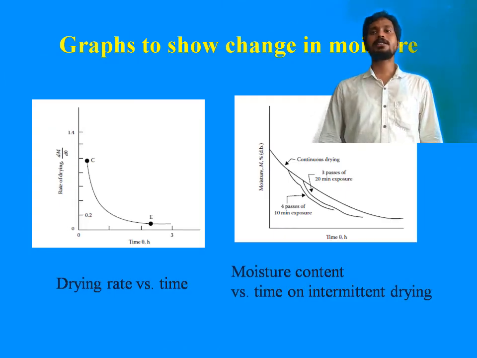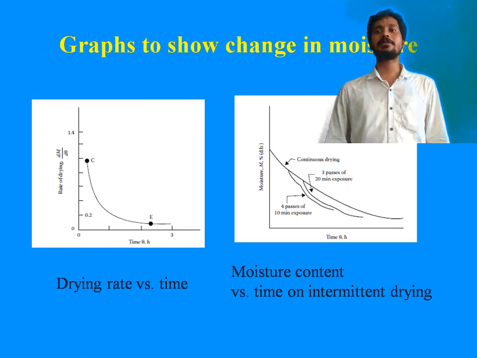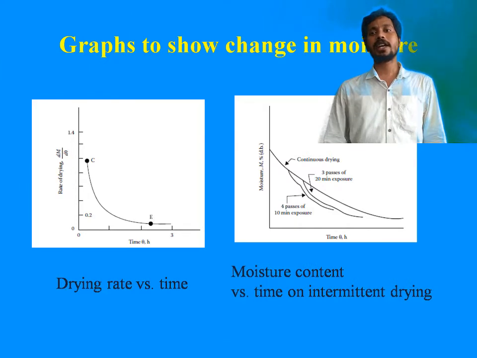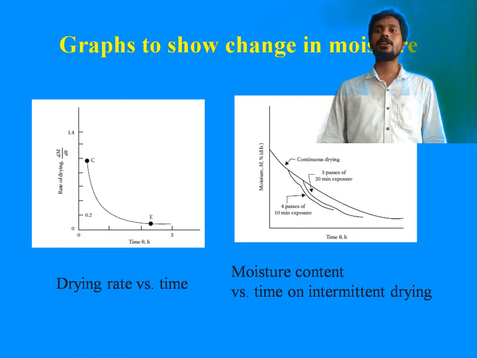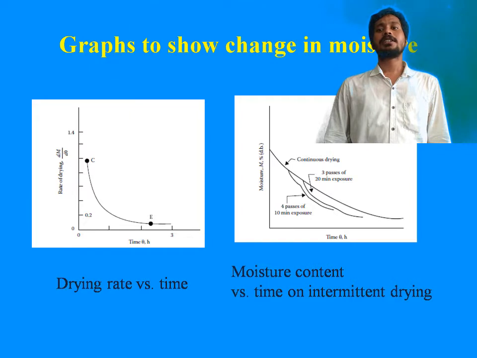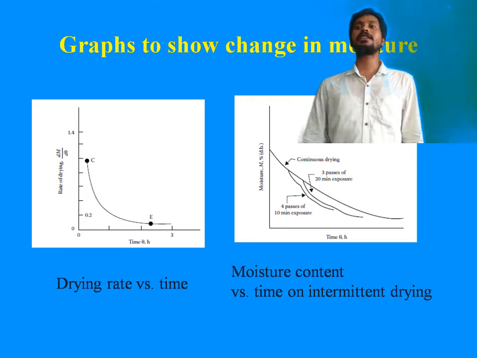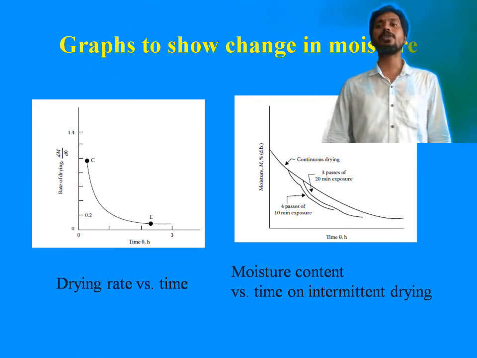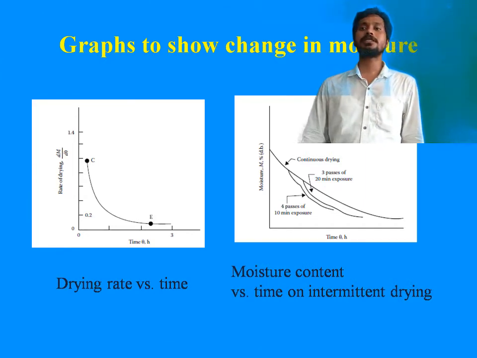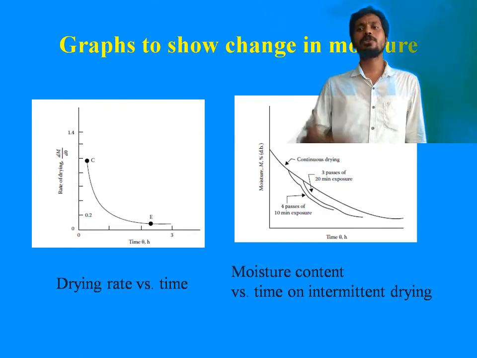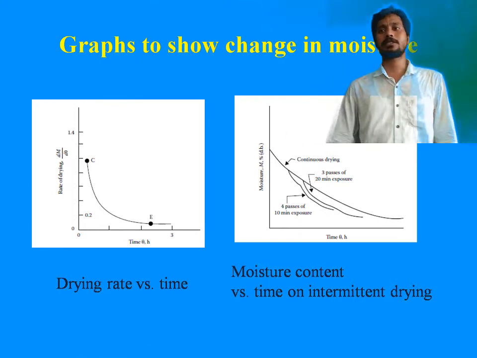So here you can see several graphs plotted between drying rate versus time, but these graphs are plotted depending on a number of factors. Here you can see the thickness of the product. If the thickness of the product varies, then how does the drying rate change? Depending on this, we can elaborate the drying rate process.